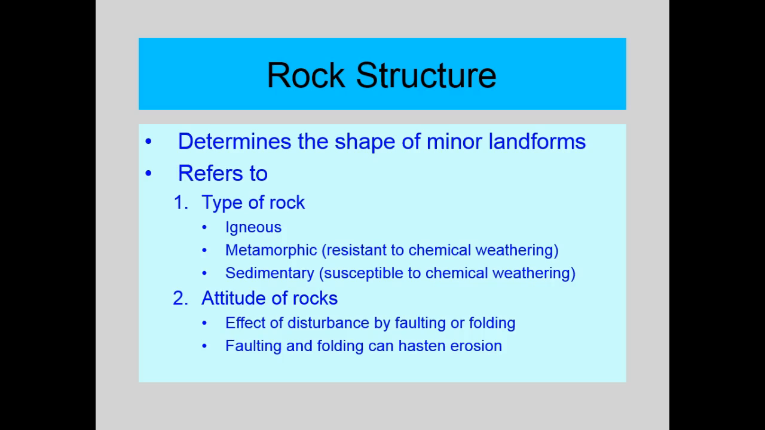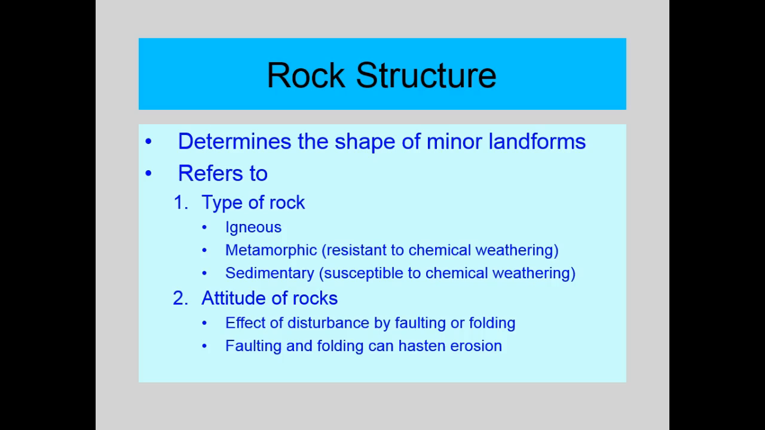Okay. But those are examples of minor landforms, minor landforms that were created by the parent material. Some of that was sedimentary, some of it was igneous. The igneous is going to last longer. So these refer to the type of rock. The igneous rock is generally very hard, very resistant to erosion.